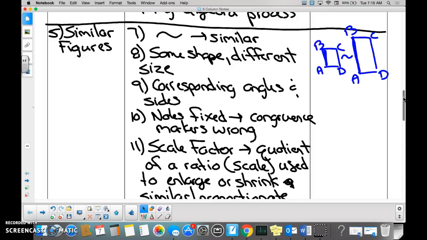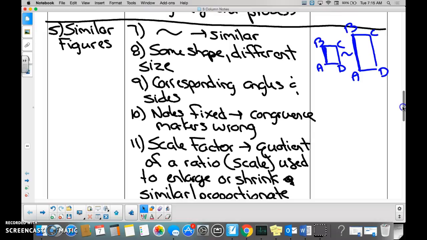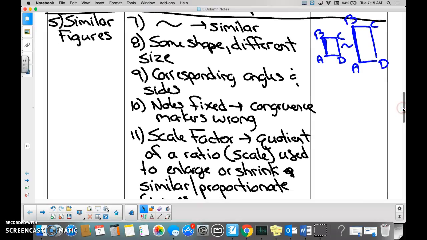Remember, this is the one in which I wrecked your notes a little bit, and you're supposed to go back and fix them. So in the video for similar figures, I did a voiceover on the part that was wrong. Just make sure that congruence markers are not part of what you use.